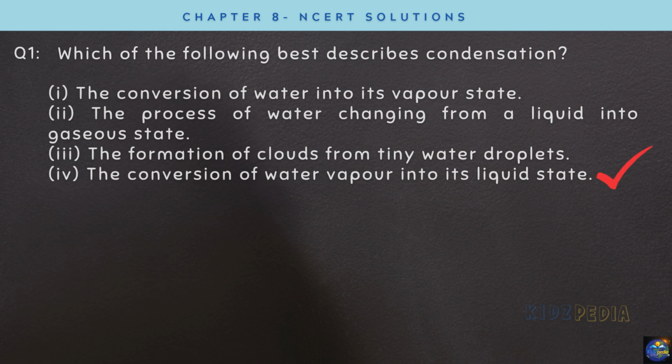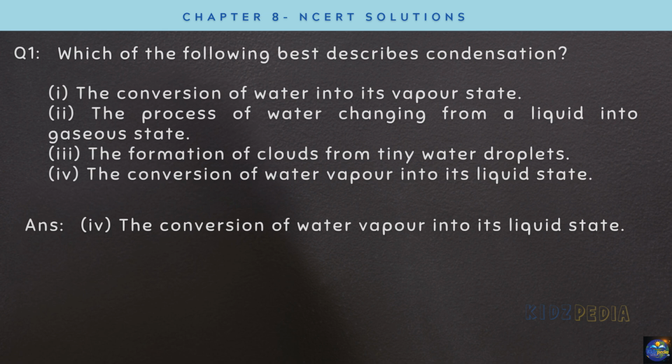Option 4, the conversion of water vapor into its liquid state. This is the correct definition of condensation. Condensation happens when water vapor in the air cools down and changes back into liquid water. Therefore, the correct answer is option 4, the conversion of water vapor into its liquid state.